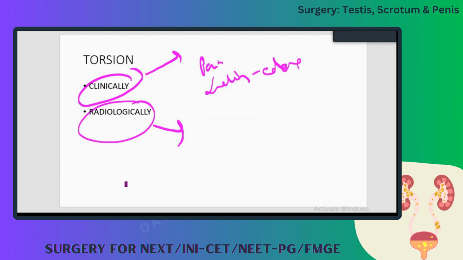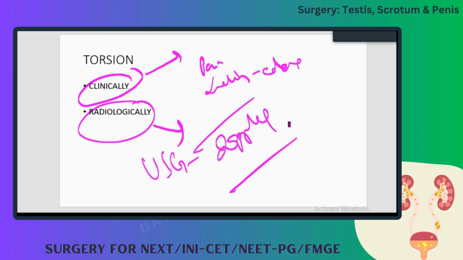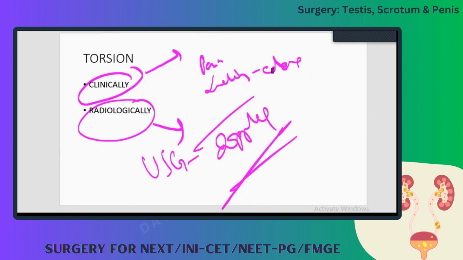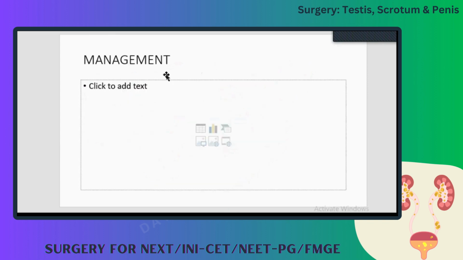And radiologically, how will you tell that there is torsion? USG. Anything specific in USG? Doppler. Very good. You need to do a Doppler. Doppler is for flow, arteries and veins. How is the flow? You will come to know that. So management is detorsion and orchidopexy.